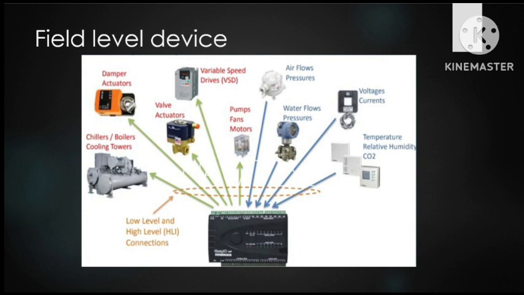Airflows, pressures. Sensors measure airflow rates and pressures to ensure proper ventilation and system performance. Water flows, pressures. Monitor water flow rates and pressures in plumbing systems for efficient usage. Voltages, currents. Measure electrical parameters to monitor and control power usage. Temperature, relative humidity, CO2 sensors. Provide data on environmental conditions for HVAC control and occupant comfort.